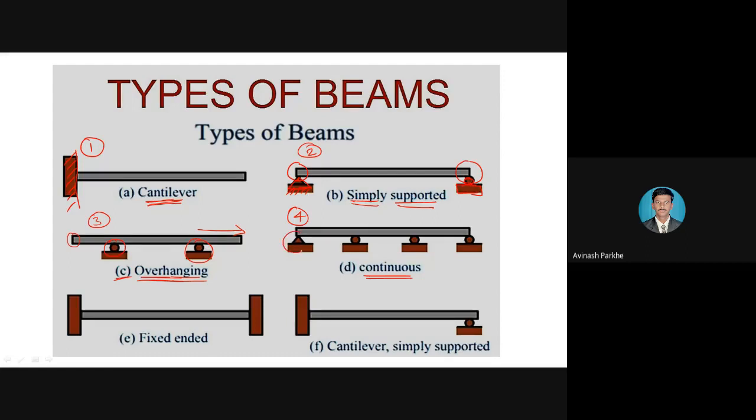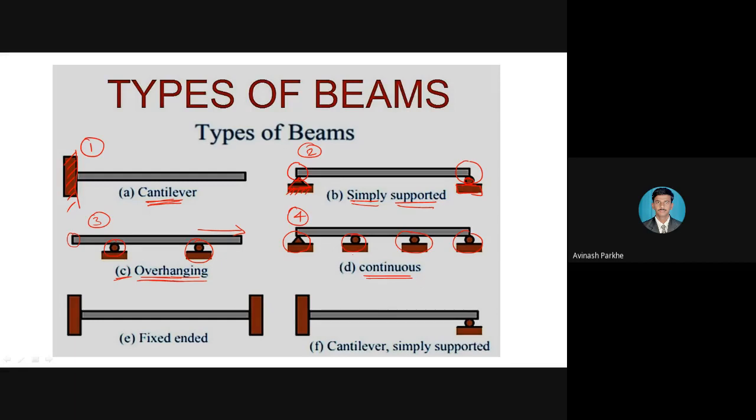One support is present at the left side, one support is present at the right side, and at the center portion also, again, supports are there. You can see in the figure. So such types of beam are called a continuous beam. Therefore, the simple definition for the continuous beam: the beam which rests on more than two supports is called a continuous beam.